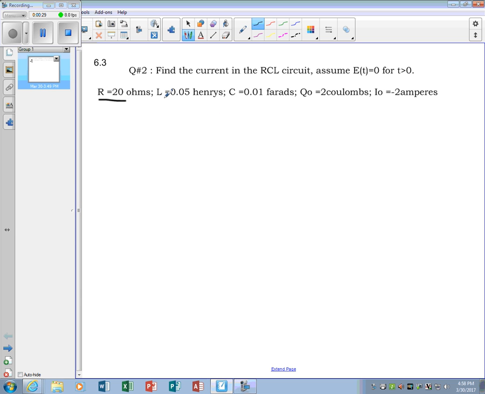R is 2 ohms, L is 0.05 henries, C is 0.01 farads, and our initial conditions are charge being 2 coulombs at time equals 0, and the current is going to be negative 2 amperes at time equals 0. So let's start off by writing out what this problem is going to look like in general.